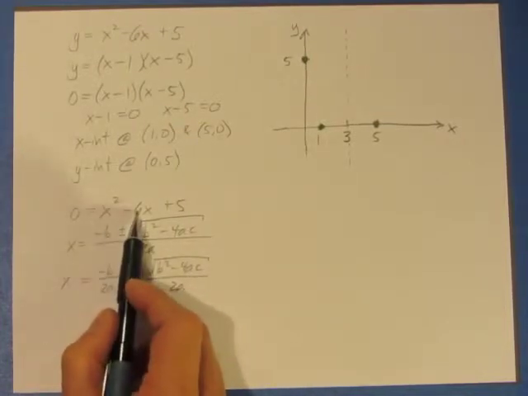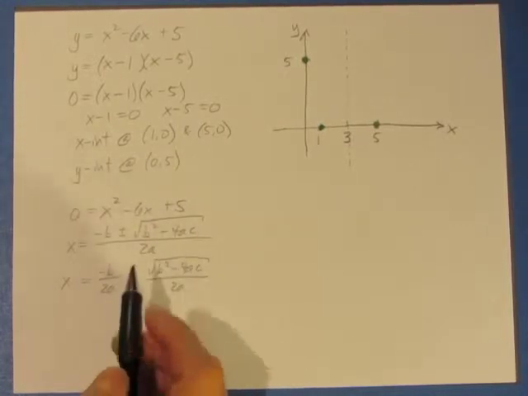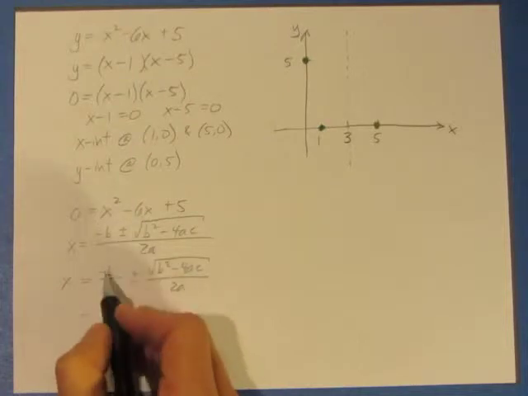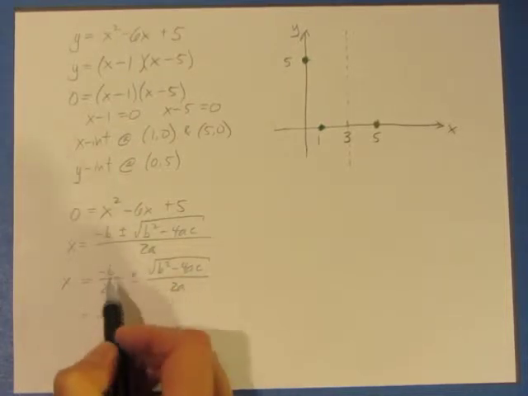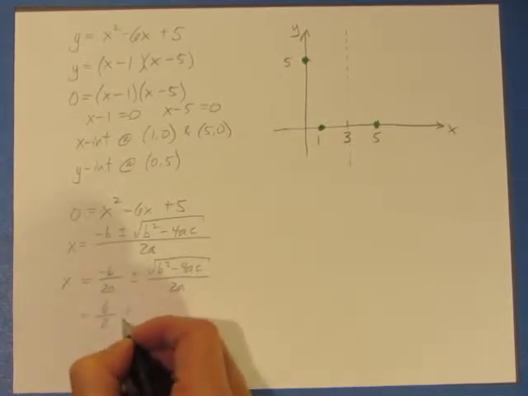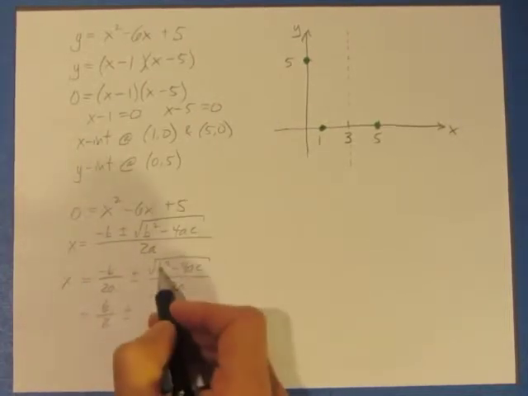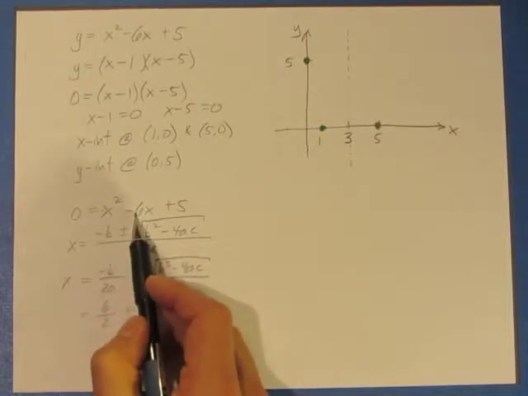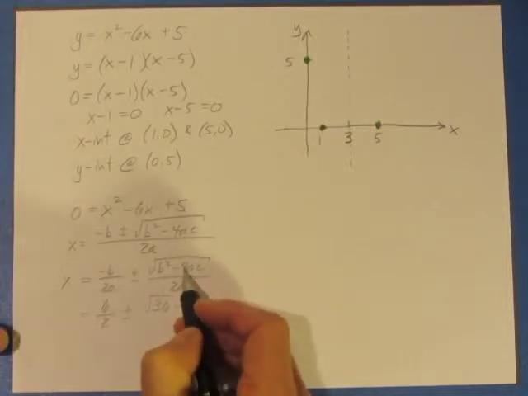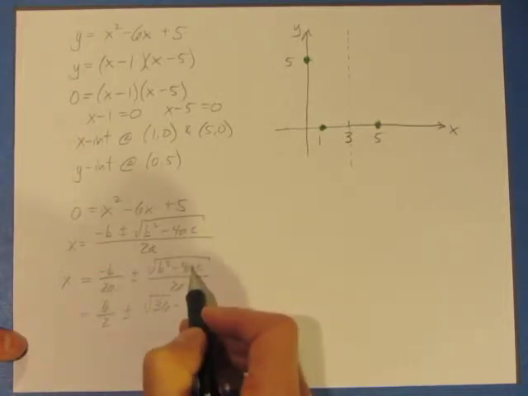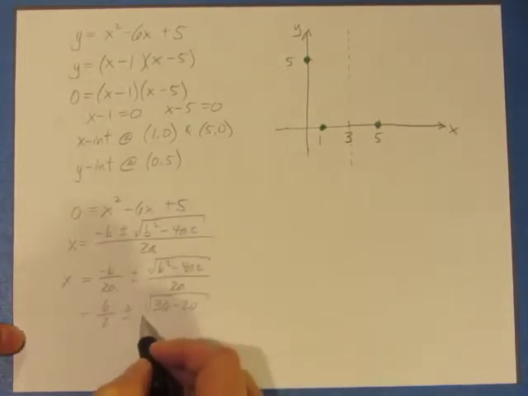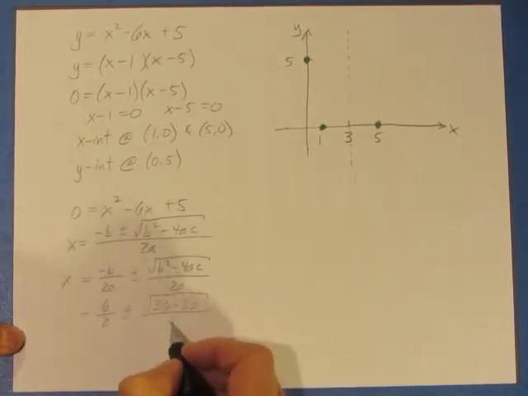A here is 1, b is negative 6, c is 5. So we take the opposite of b. B is negative 6. So the opposite of that would be positive 6. We have 2 times a. A is 1, so that'll just be 2. Plus or minus the square root of b squared. B is negative 6. Negative 6 squared is 36. Minus 4 times a times c. A is 1. C is 5. 4 times 5 is 20. And we divide by 2.